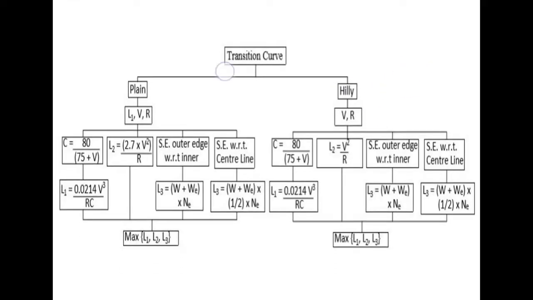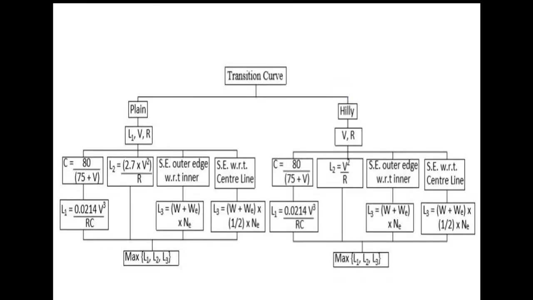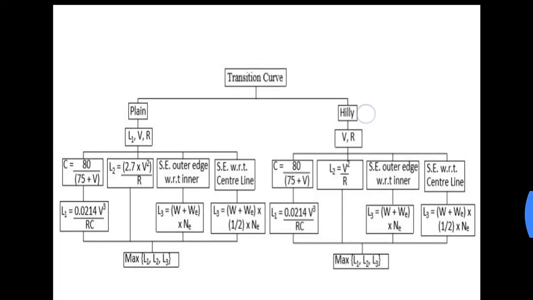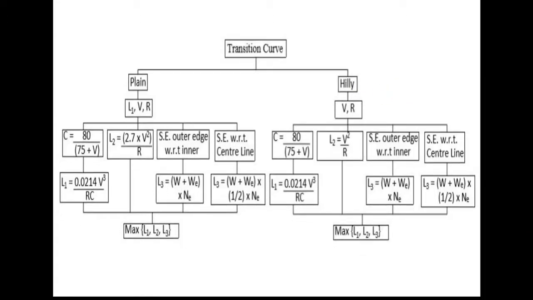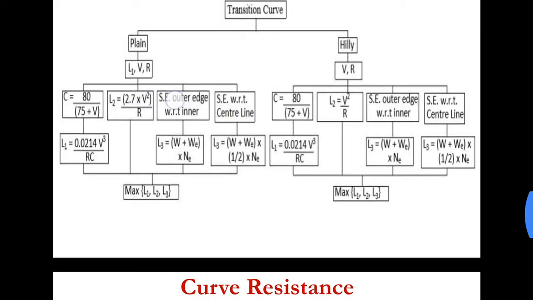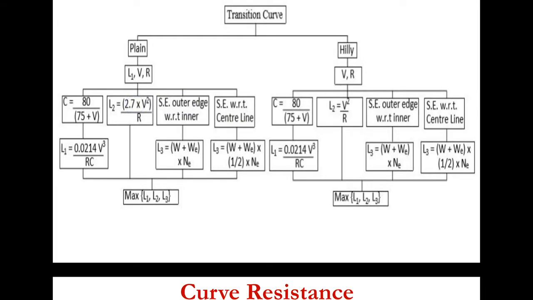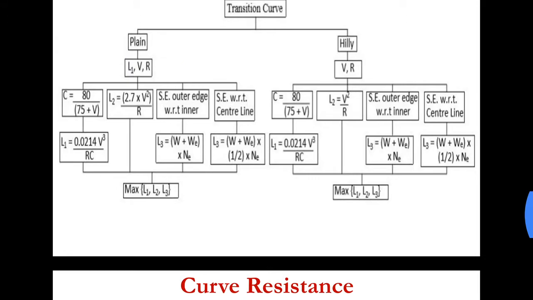Let us have a look at those formulas first. Firstly, the formulas would differ for plain and rolling terrain, and hilly or mountainous and sloping terrain. Under the plain terrain there would be three criteria. First is the rate of centrifugal acceleration. Second is the rate of attainment of super elevation, and third is the empirical formula as per IRC.